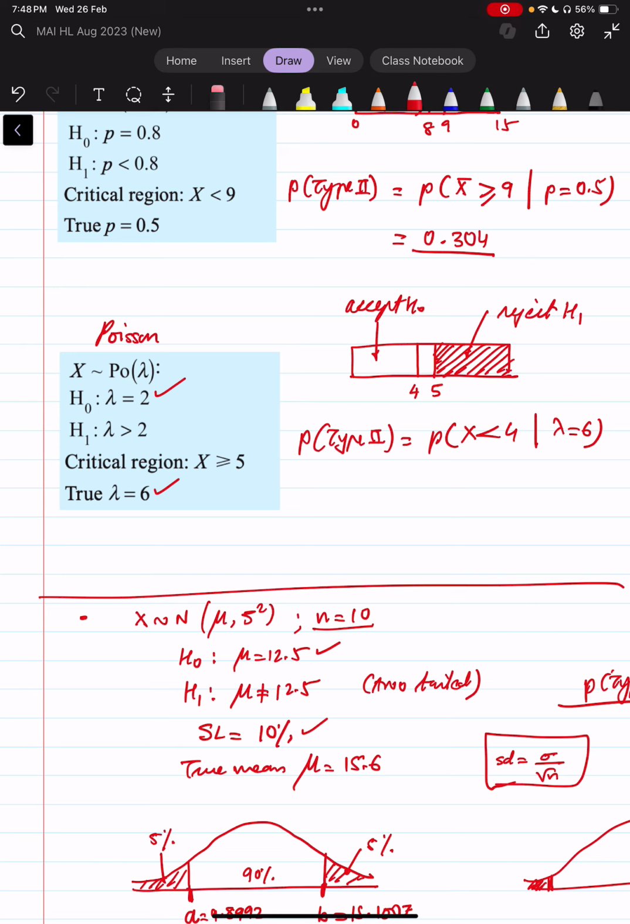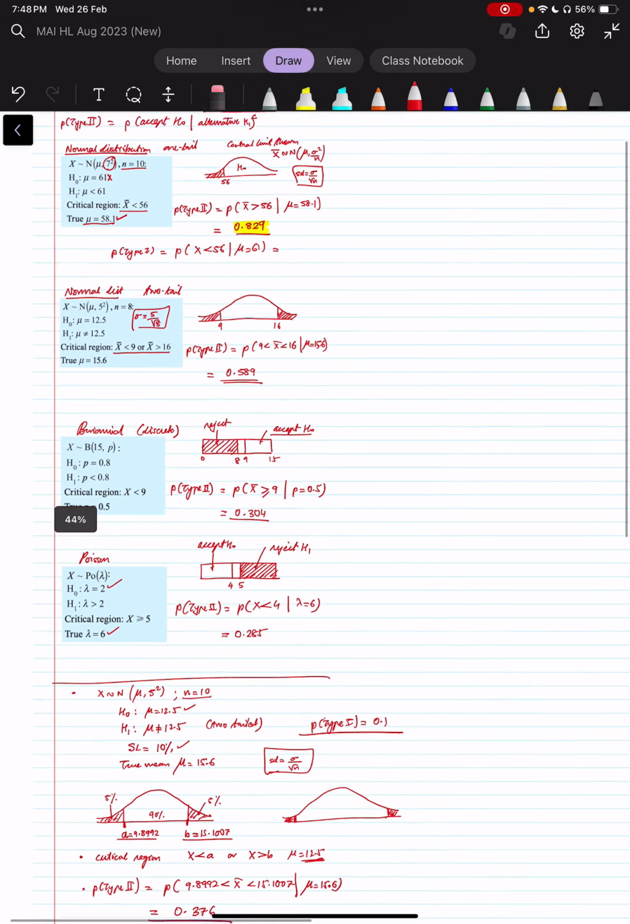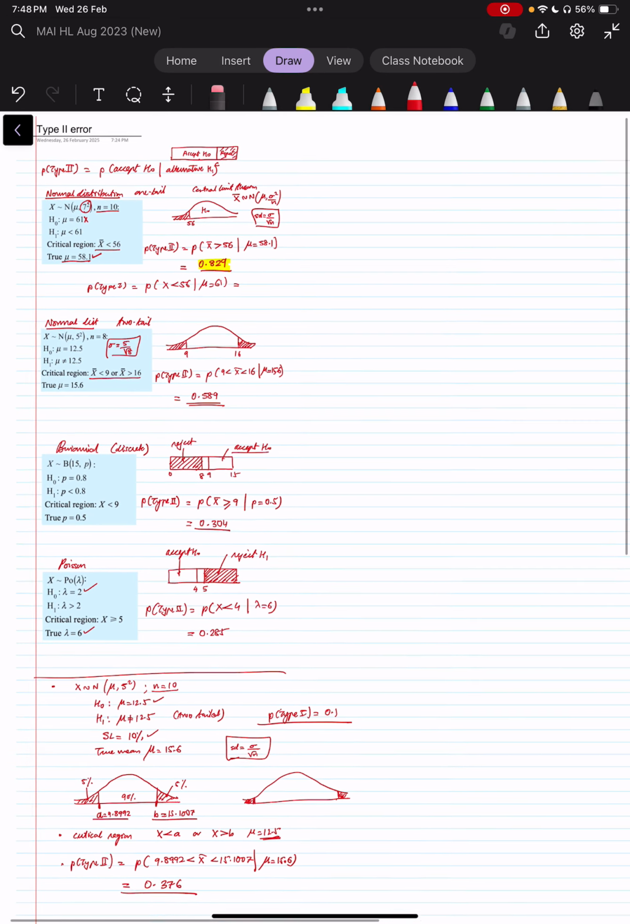You do your Poisson distribution, Poisson, PCD, lower 0, upper 4, correct? Lambda 6, 0.285. So that's it for type 2 error. I hope you understand it. And this is how you need to find your type 2 error.